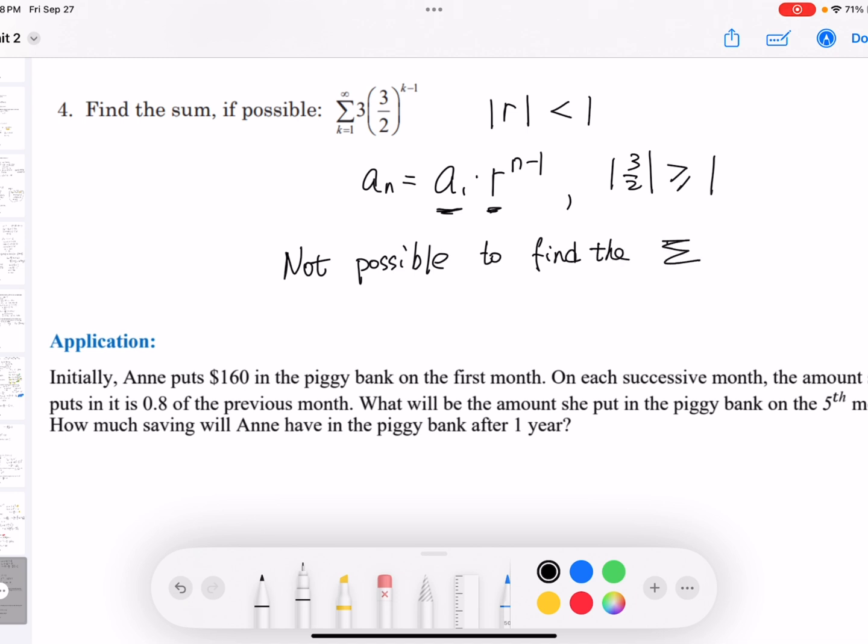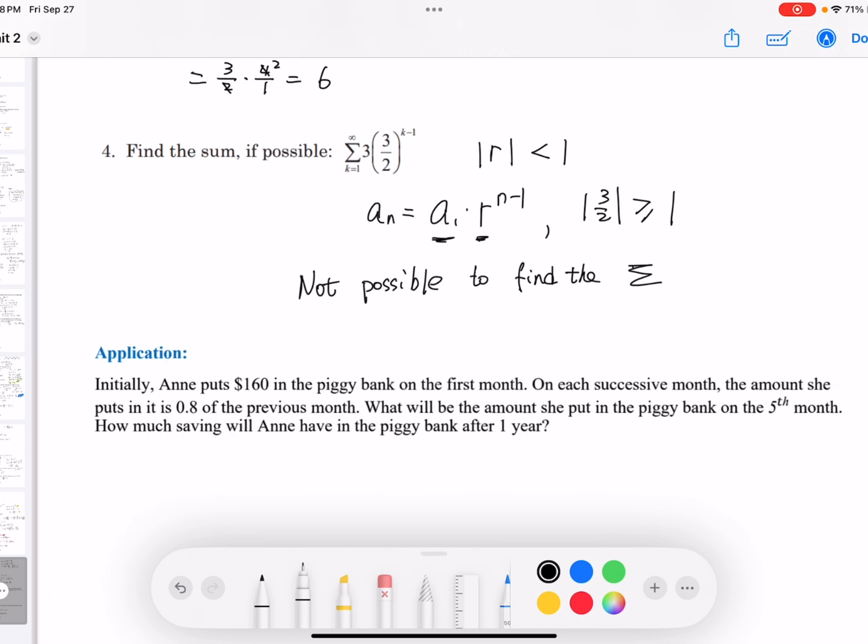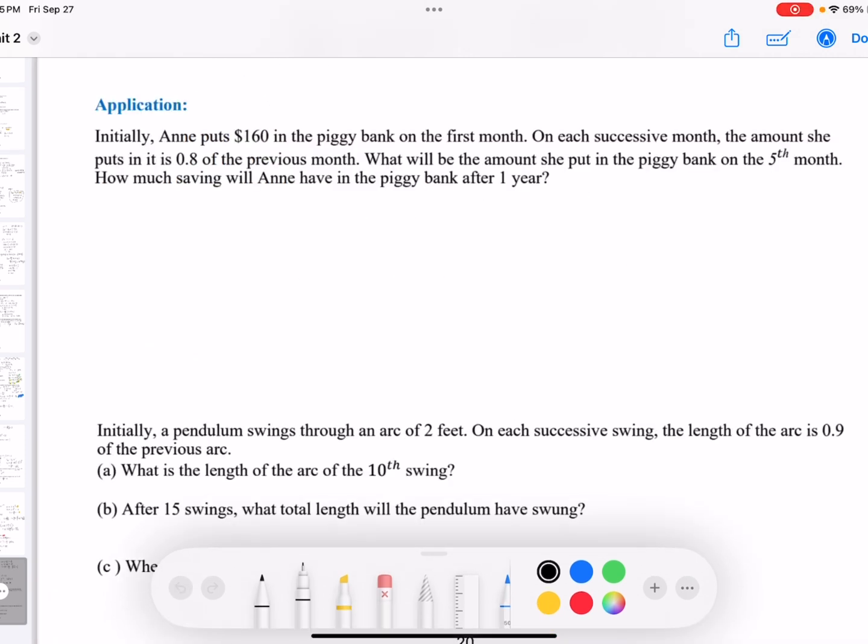Okay, let's see one application question. Initially, M puts $160 in the piggy bank on the first month. On each successive month, the amount she puts in is 0.8 of the previous month. What will be the amount she put in the piggy bank on the fifth month? How much saving will Anne save in piggy bank after a year?